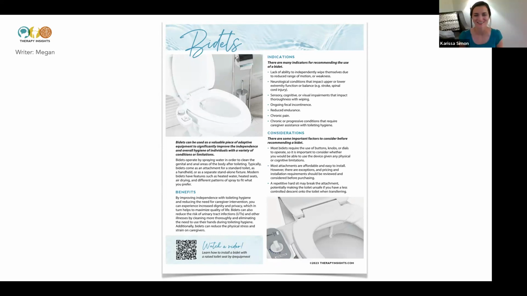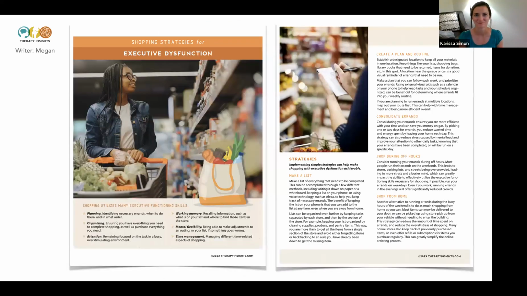And we're going to go to our next resource, which is shopping strategies for executive dysfunction. So this is 2 pages. And Megan, can you tell us some more about this one?